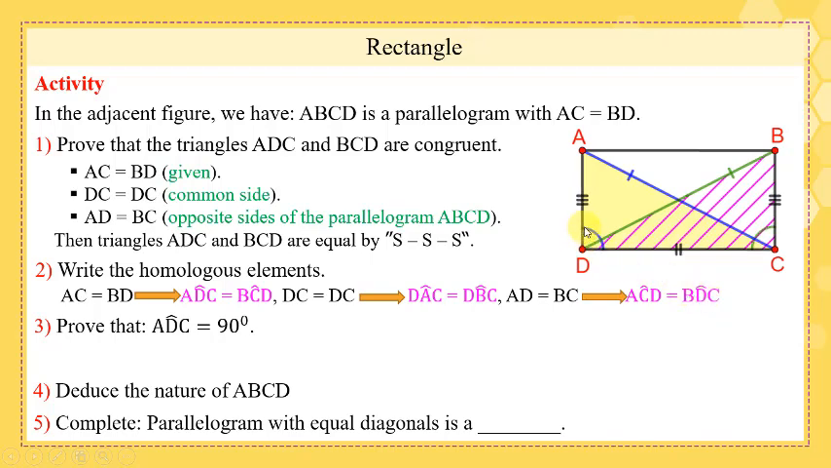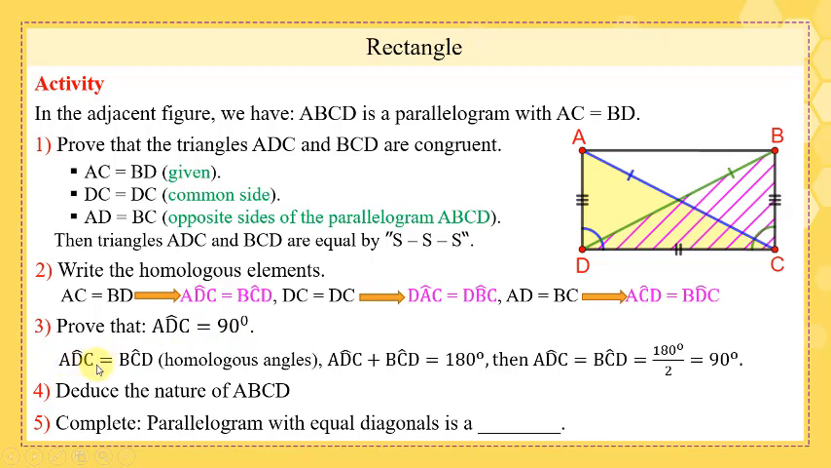Let's observe the angle ADC equals BCD. Now prove that ADC equals 90 degrees. We know that ADC equals BCD, homologous angles, and ADC plus BCD equals 180, consecutive angles of a parallelogram are supplementary angles. Their sum is 180. Then each angle of them equals 180 over 2, which is 90.